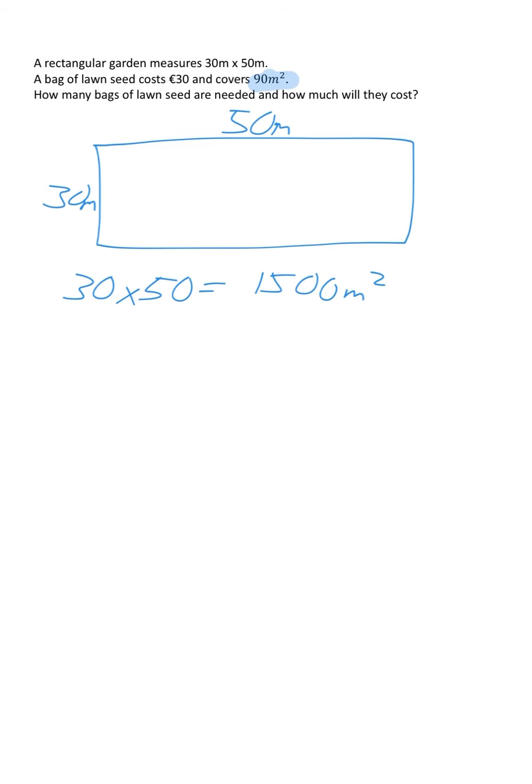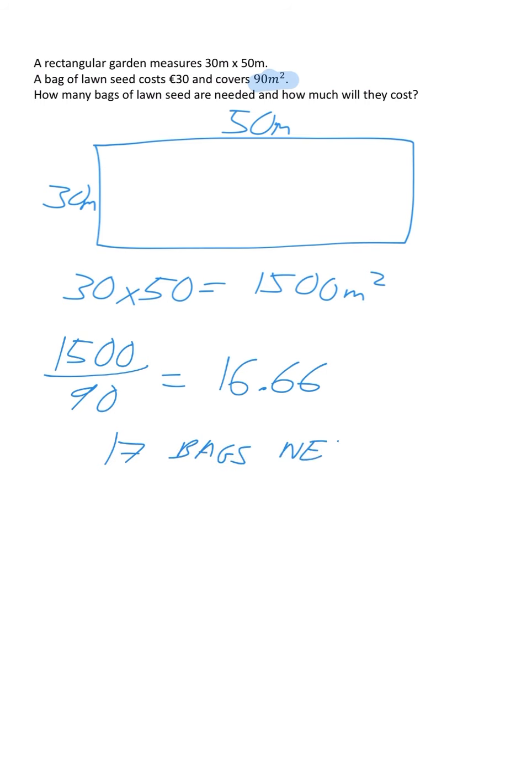So let's see how many bags of lawn seed are needed. So we're going to do 1,500 divided by 90, and that is 16.66. Now, you're not going to be able to get 0.66 of a bag, so that means 17 bags are needed. Now we're also told that a bag costs €30, and if 17 bags are needed, so we'll have 17 bags times €30 then, and that is going to be €510 in total.